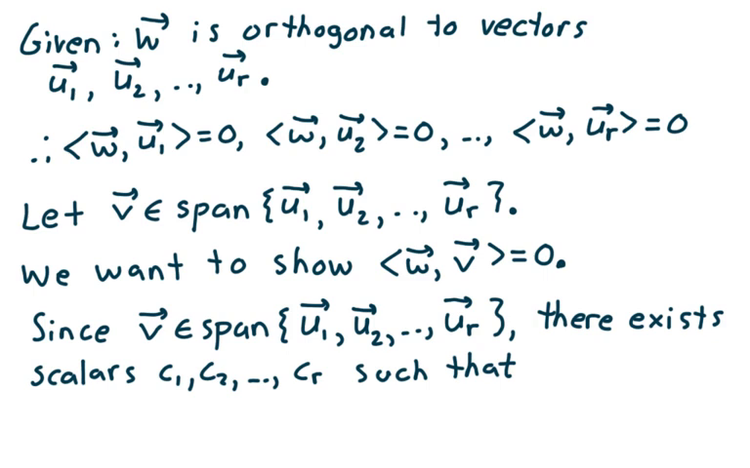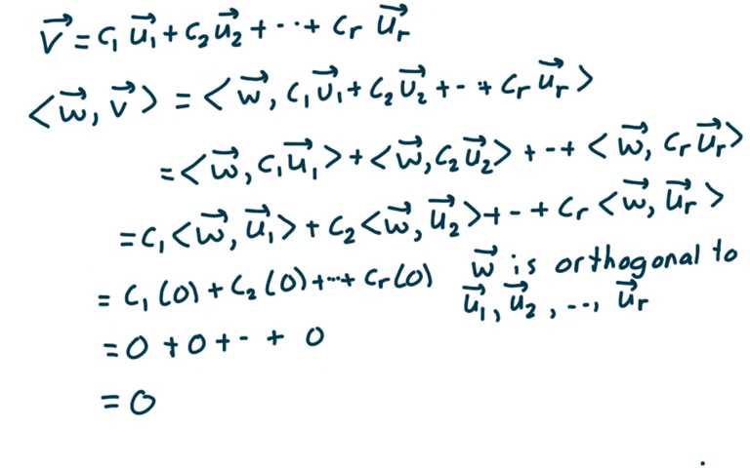So we're picking an arbitrary vector in the span. We want to show that the inner product of W and V is equal to 0. Now, since V belongs to the span of u1, u2 through ur, there exist scalars C1, C2 through Cr such that V equals C1 u1 plus C2 u2 plus all the way through until Cr ur. So in other words, we can write V as a linear combination of vectors u1, u2 through ur.